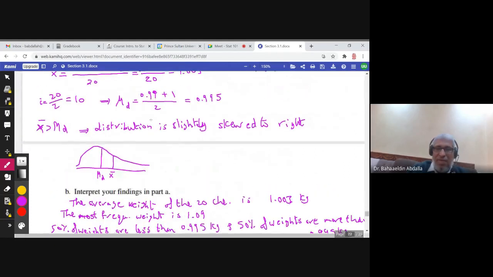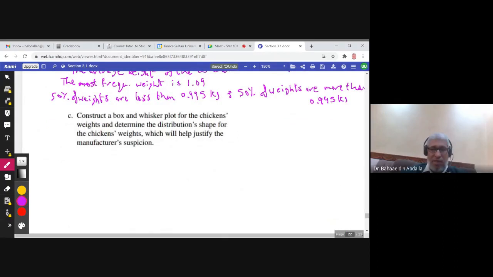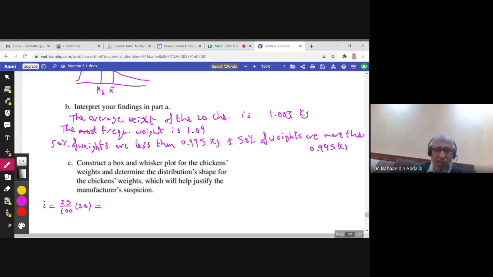Q2 is the median. So Q2 is already found. It's 0.995. So to find Q1, I need to find the index. Q1 is the 25th percentile. So 25 over 100 times 20. 20 is the number of data. If you multiply 20 times 25 over 100, you get 5.